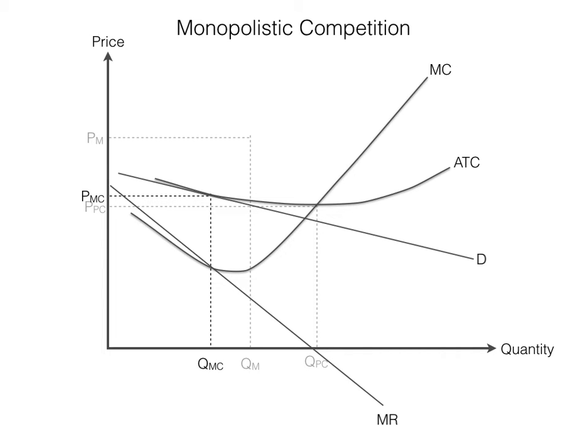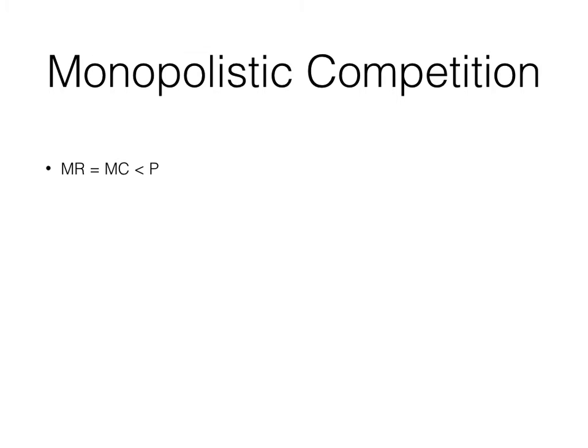It's not at the minimum of average total cost, but it is not earning economic profit anymore because those profits are competed away by close substitutes. So again, marginal revenue equals marginal cost, which is less than price, so its price is above marginal cost, but then competition drives it away, so there's no economic profit. And this happens when you have firms having the incentive to differentiate.